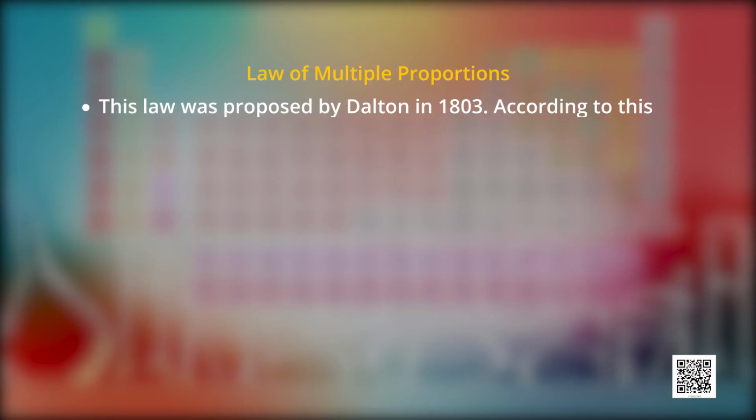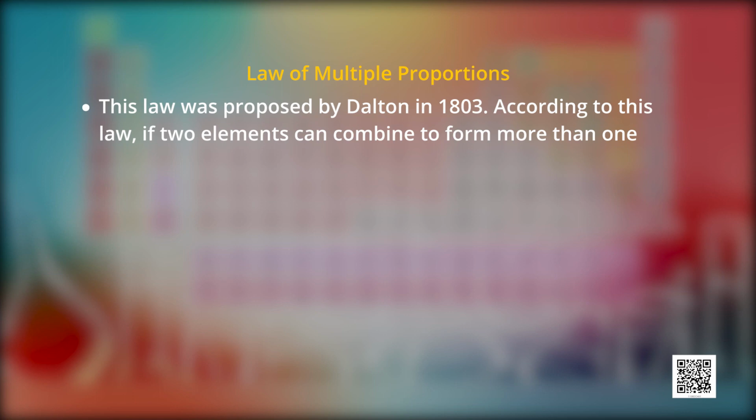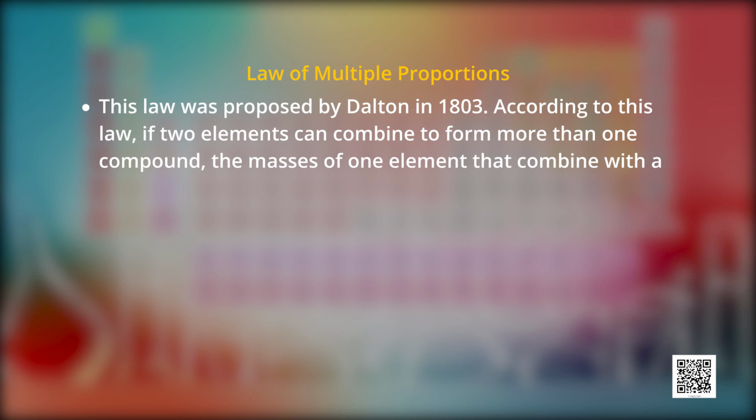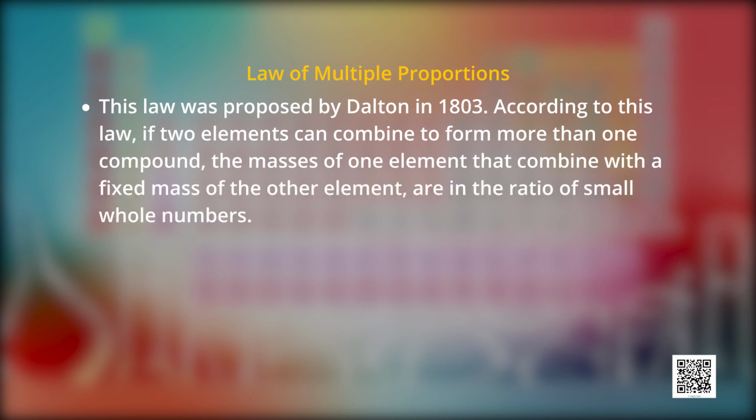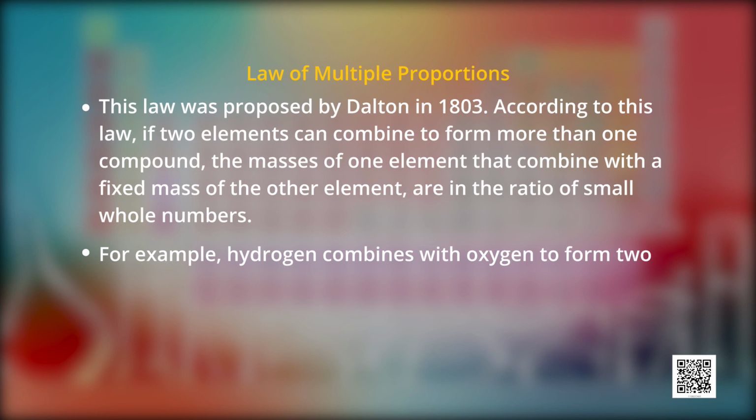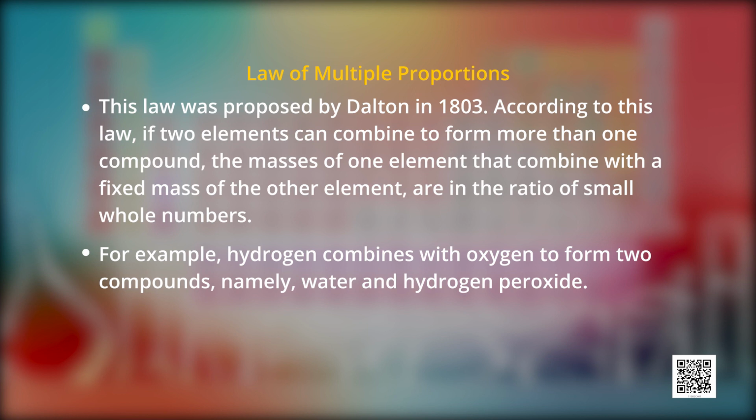It is law of multiple proportion. It was proposed by Dalton in 1803. According to this law, if two elements can combine to form more than one compound, the masses of one element that combined with the fixed mass of the other element are in the ratio of small whole numbers. For example, hydrogen combines with oxygen to form two compounds, water and hydrogen peroxide.